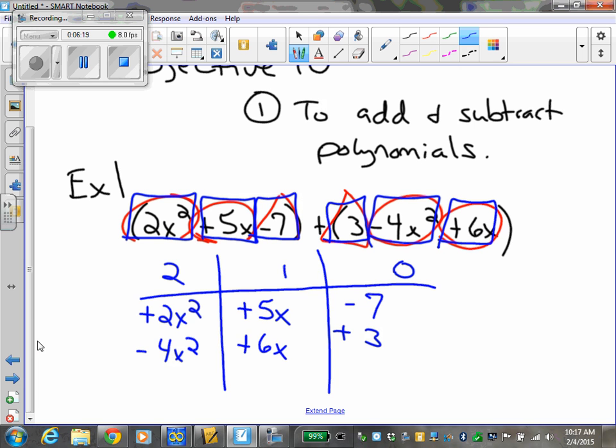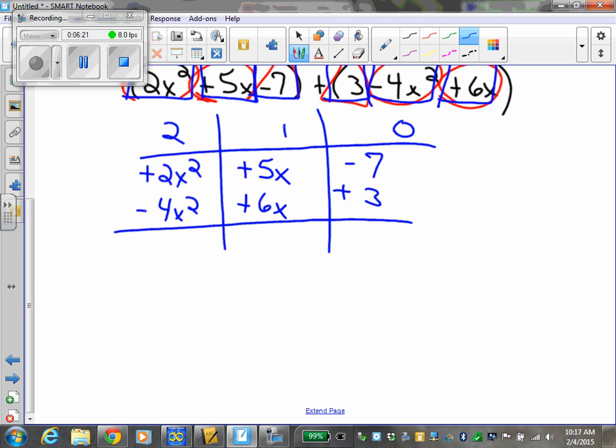And again, all I've done here, guys, is done what? Grouped them. I've put my x squareds with my x squareds, I've put my x's with my x's, and I've put my numbers with my numbers. And now you can just add them. If you still struggle with positives and negatives, you can use your calculator to help you. Use your plus key, hit 2 plus negative 4, and it will give you negative 2, and again, it's just x squared because we don't add them.